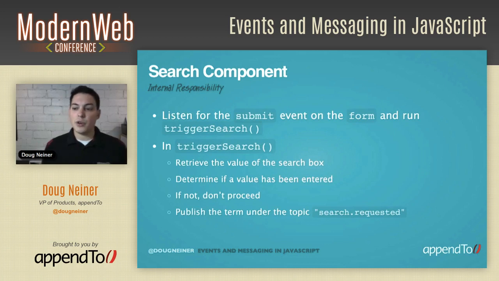Okay, here's the internal responsibility. That was the external responsibility, which is what you have to maintain for the rest of your app. Internally, we'll listen to the submit event on the form and run trigger search. Now we have a method to run to do this. The trigger search method can retrieve the value of the search box, make sure a value has been entered, and then publish that message for us.